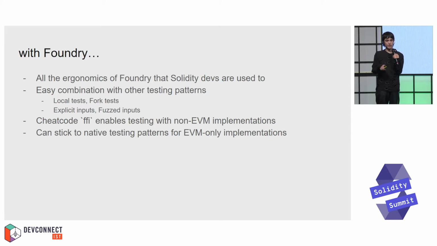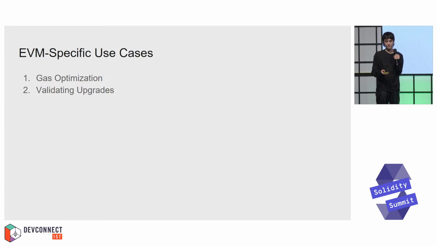But today I'm going to focus more on EVM-specific, rich differential testing. FFI and actually a lot of the examples in the Foundry book right now are a little bit less relevant. For EVM-only implementations, you can stick to all of the native testing patterns of Foundry that people are used to. There's a lot of reasons why you might want to employ differential testing, but I'm going to go through a couple of practical examples and their benefits.